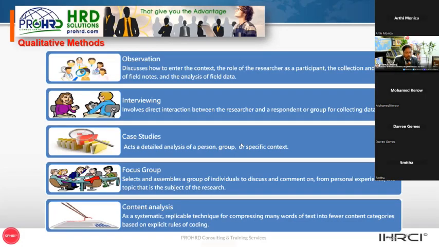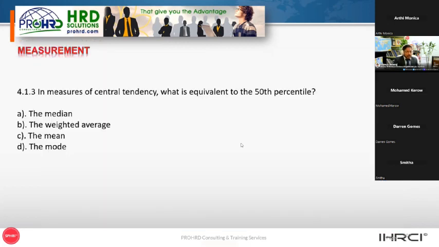Here in the qualitative research methodology, we have different types of approach. It can be observation, interviewing, case study, focus group, and content analysis, which we have seen. Can you answer this question? In measures of central tendency, what is equivalent to the 50th percentile?